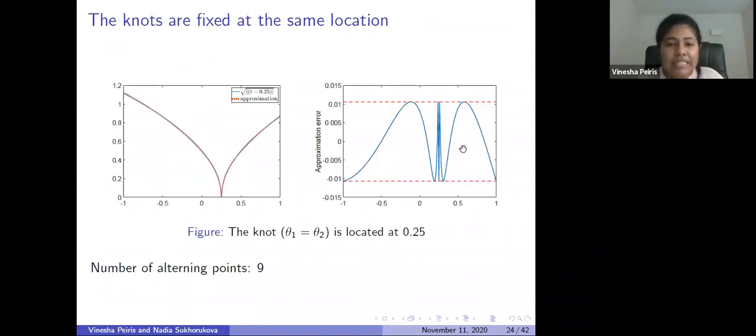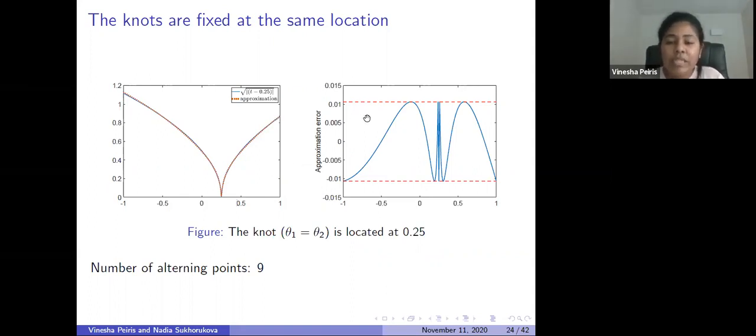So this is when we fix both knots at 0.25. We know that this original function has this abrupt change, this sudden change at 0.25. So we fix both knots, one in the numerator and the other one in the denominator. They both are fixed at 0.25. And the approximation is very, very accurate and very, very close to the original function.